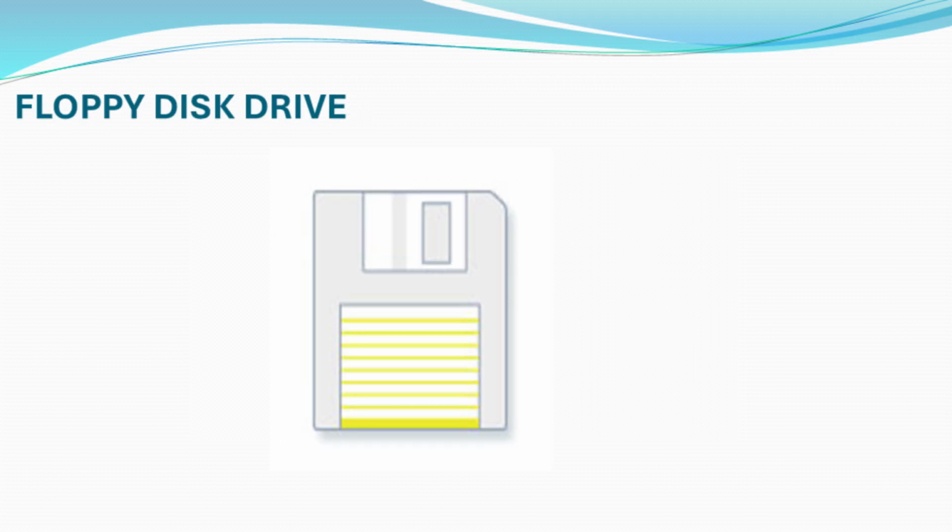Floppy disk drive. Floppy disk drives store information on floppy disks, also called floppies or diskettes. Compared to CDs and DVDs, floppy disks can store only a small amount of data. They also retrieve information more slowly and are more prone to damage. For these reasons, floppy disk drives are less popular than they used to be, although some computers still include them.